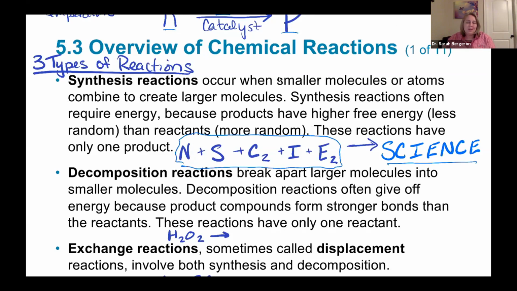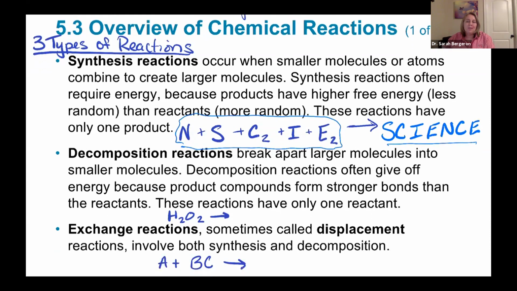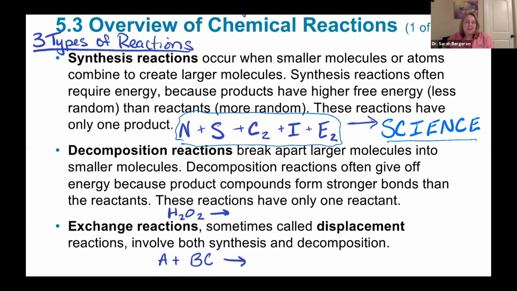All right, the next one, decomposition reaction. In a decomposition reaction, we're going to go basically the opposite direction. We're going to break apart large molecules into smaller molecules. So if I started with science and went to all my letters, that would be a decomposition. I would break down the word into a bunch of little letters. When decomposition occurs, usually we give off energy because the disorder is increased, and there tend to be stronger bonds in the products than in the reactants. We might talk about that later.